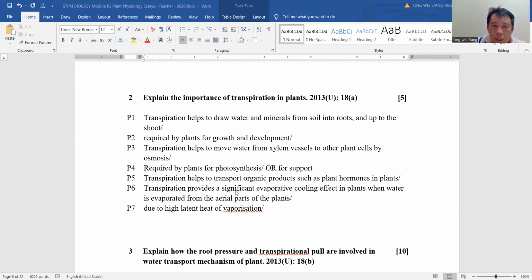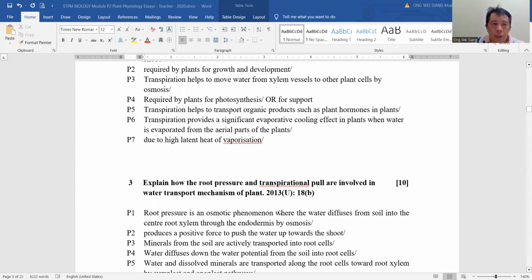Transpiration provides a significant evaporative cooling effect. Okay, significant evaporative cooling effect in plant when water is evaporated from the aerial part of the plant due to high latent heat of vaporization. Don't forget this, high latent heat of vaporization is for the water, when the water is evaporated from the surface, the aerial surface.